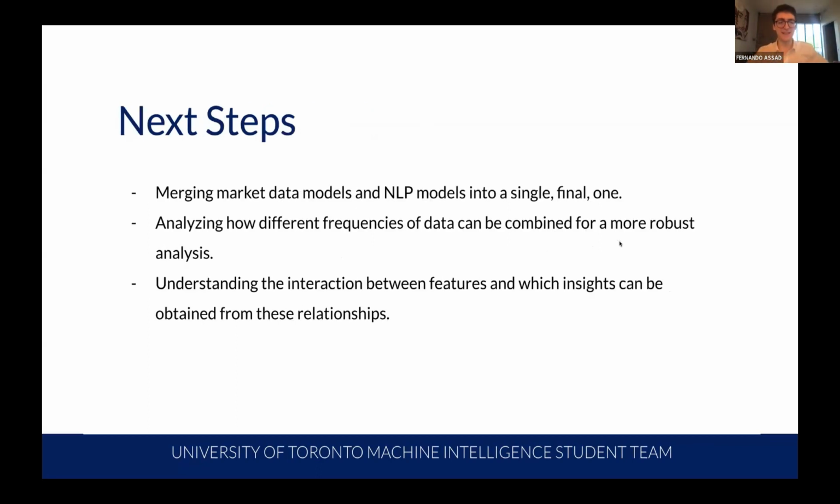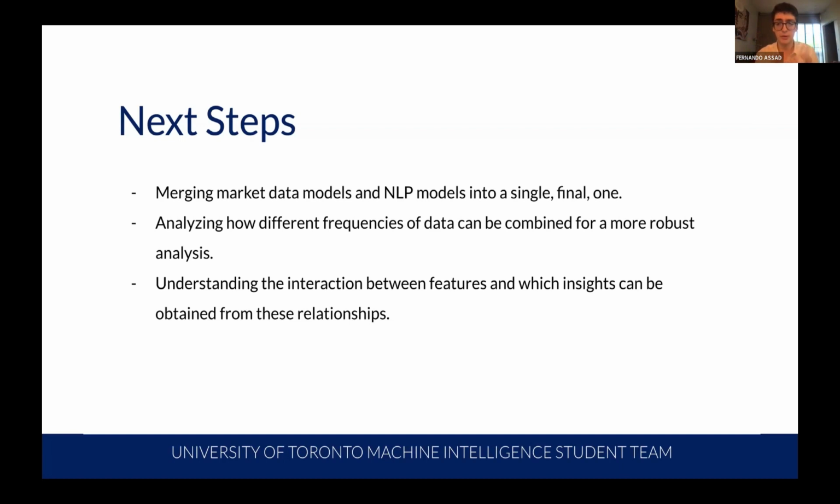As some next steps of the project, we want to merge, as we said, the two models that we have. They both have quite good results. So we believe that if we find a way of merging them, which is a challenge because they have different frequencies, one is second by second, the other is hour by hour, or even 4 hours by 4 hours, merging them is hard.